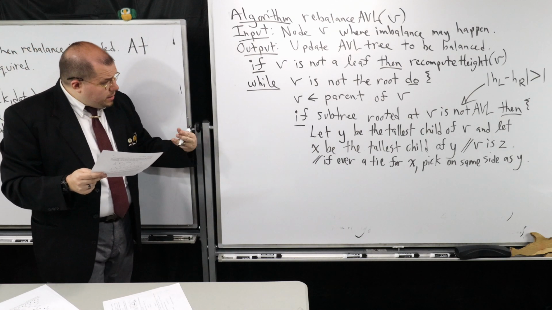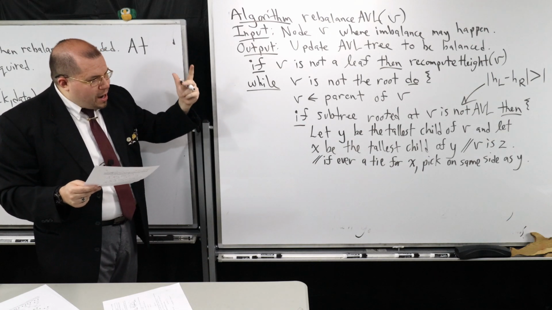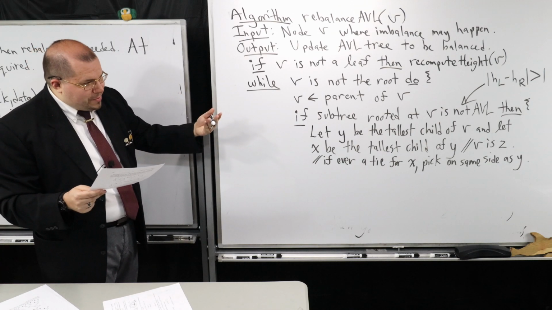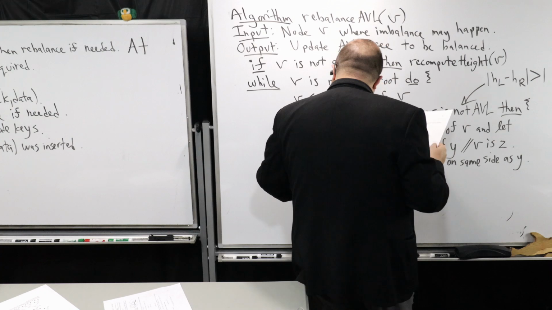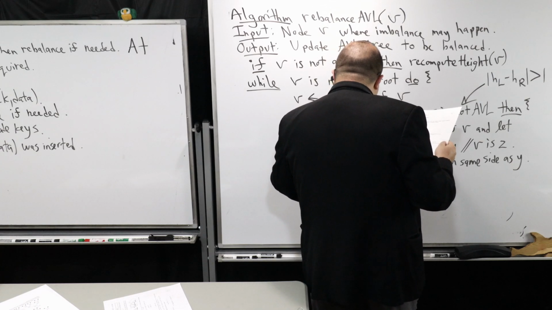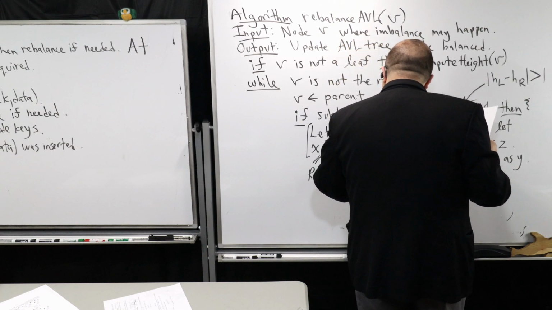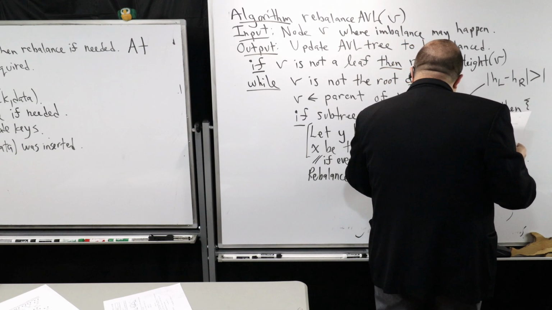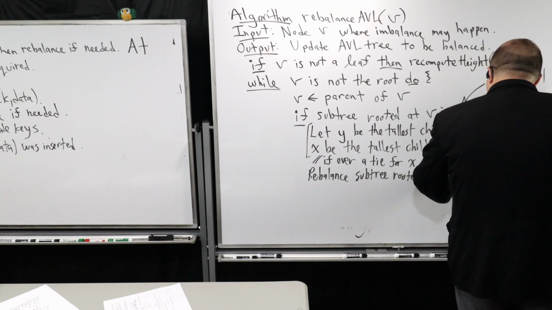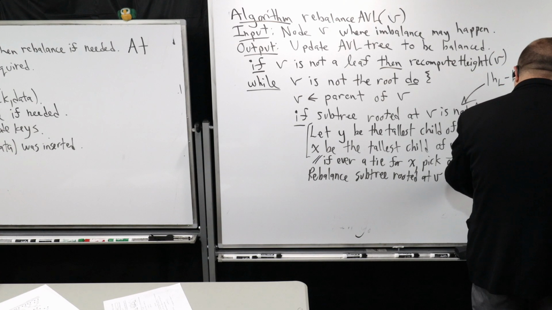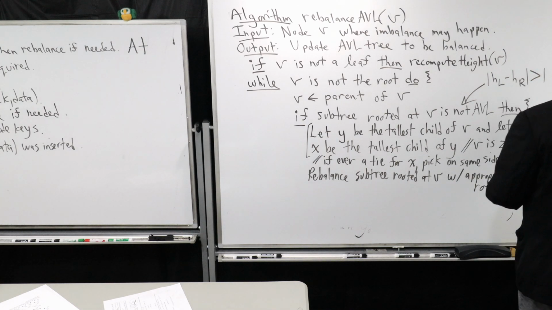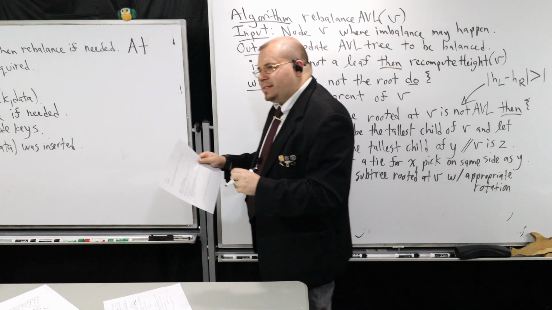Now, since we know our V, Y, and X, those are the 3 nodes. Remember, V is Z. So now all I'm going to do is apply the appropriate rotation. So I'm going to rebalance the subtree rooted at V with the appropriate rotation. And of course, when you're doing this, make sure you update the appropriate heights.